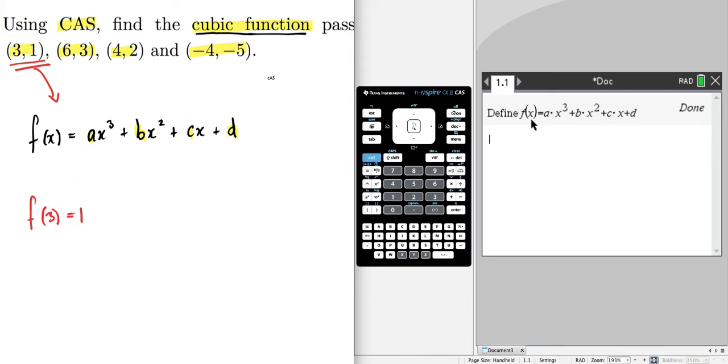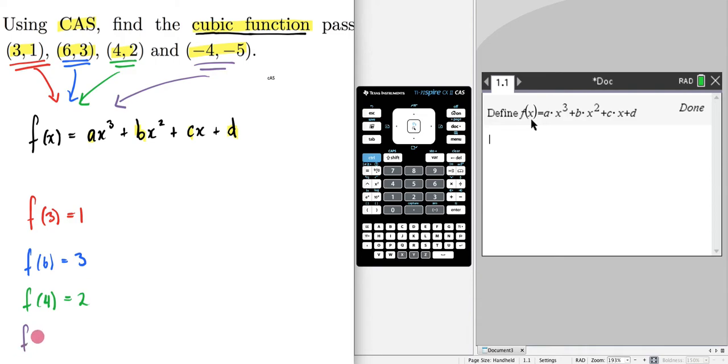Then we can come to our next point, and we're going to sub this into here. So that's going to be f of 6, and that's going to be equal to 3. Then I'm going to my next point, and I'm going to sub that in, and that's going to be f of 4. That's going to be equal to 2. And then lastly, I'm going to sub this point in. So it's going to be f of -4 is equal to -5.